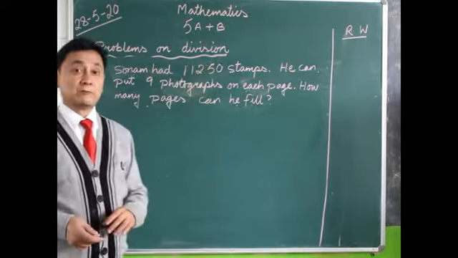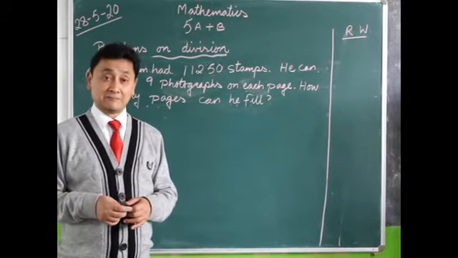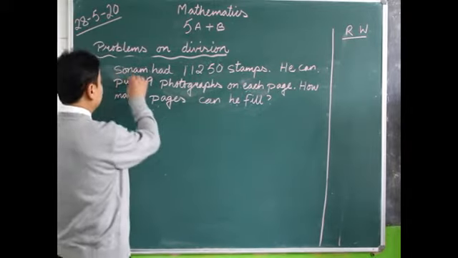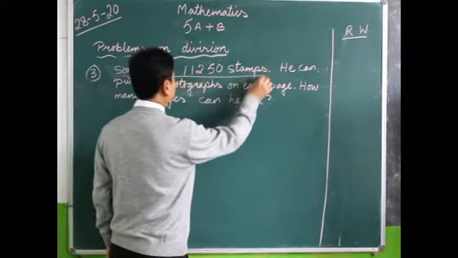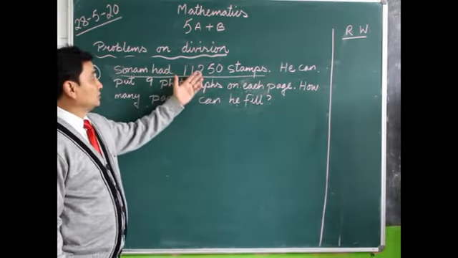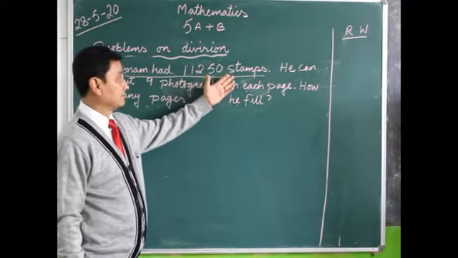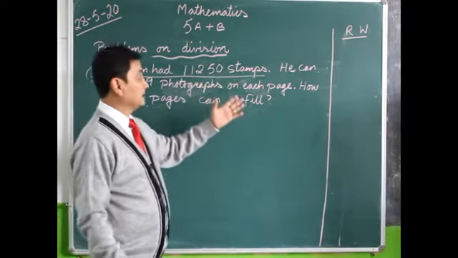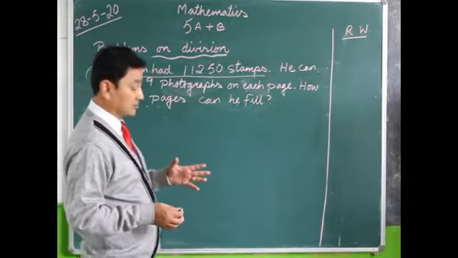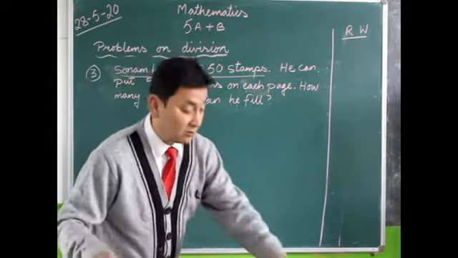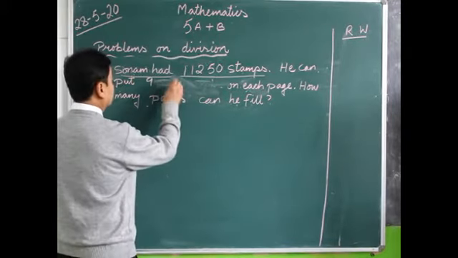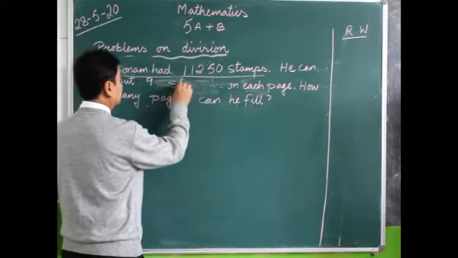But when we do problems, we must write the statements. So let's go step by step. Okay? So the first statement we have to make from here. It says, Solam had 11,250 stamps. Now, and he wants to put it inside an album. Okay? He wants to put it inside an album. Let's write stamps here and in something else.